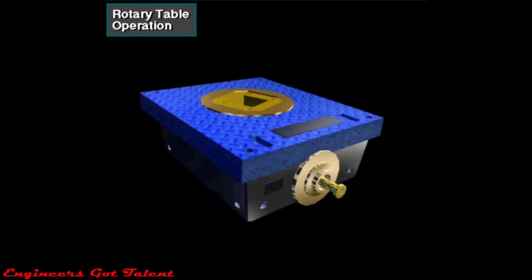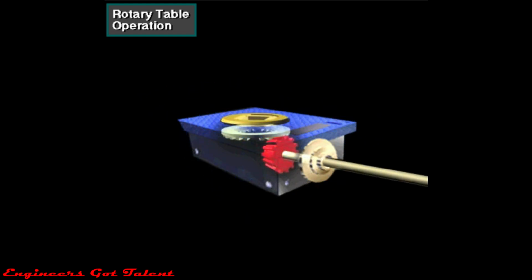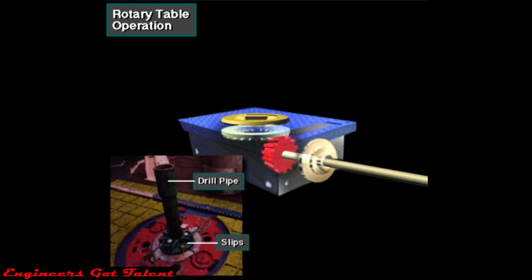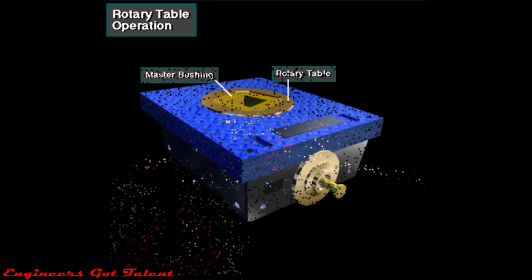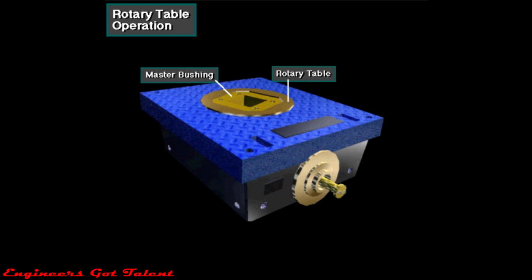The rotary table performs 2 functions. First, it transmits rotary motion to the master bushing, which drives the Kelly and drill string. And, with assistance from slips, hangs the drill string. The master bushing goes inside an opening in the rotary table.